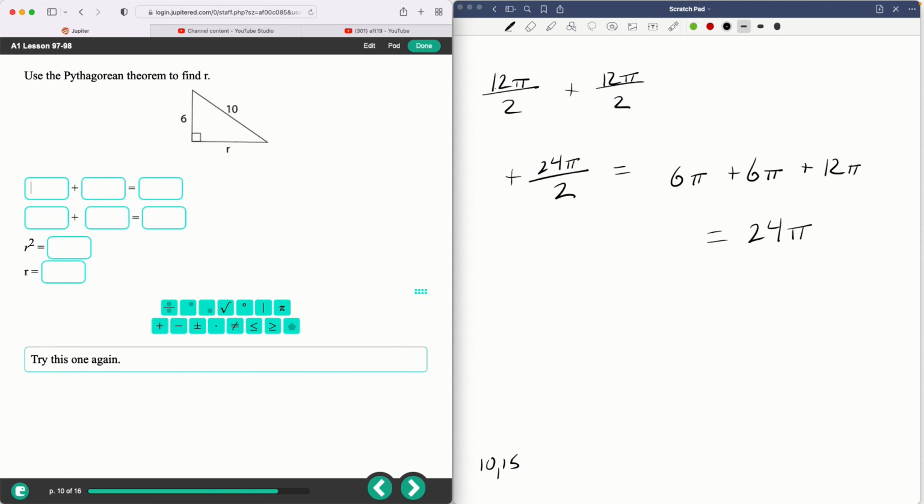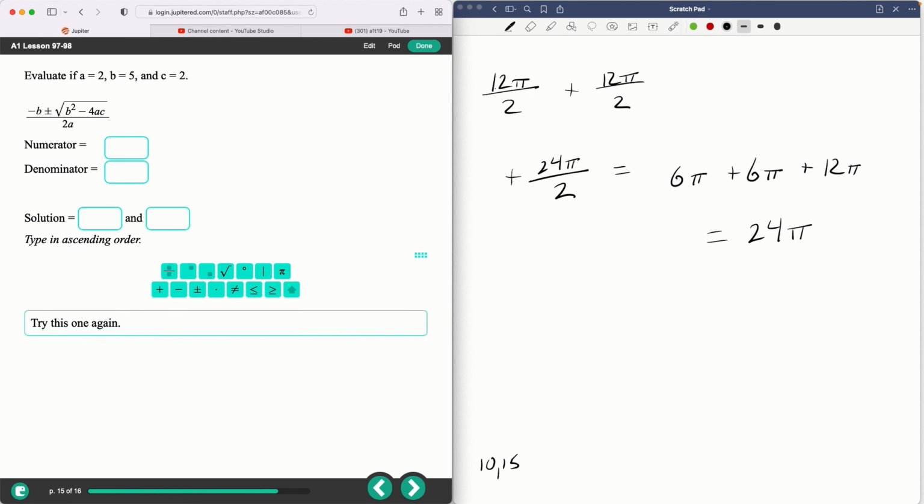Alright, so this one we've already done. We're going to skip it. This one we've already done. We're going to skip it.